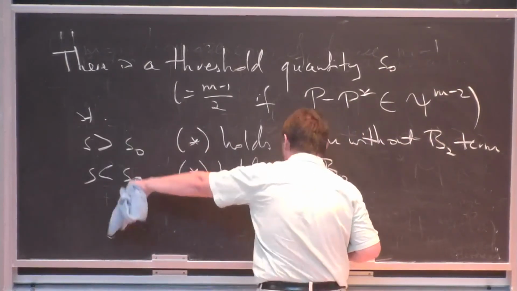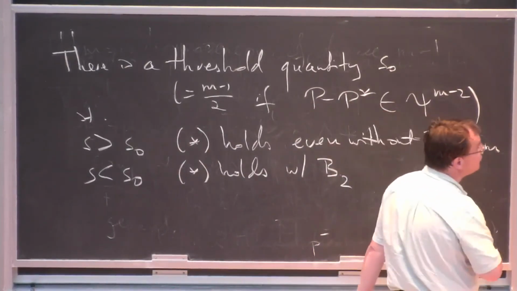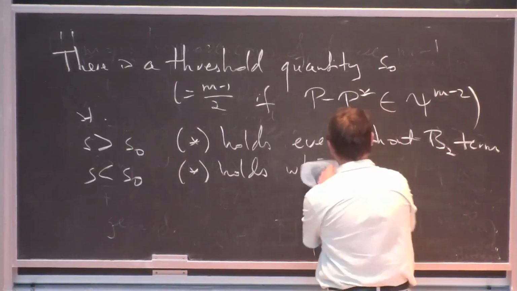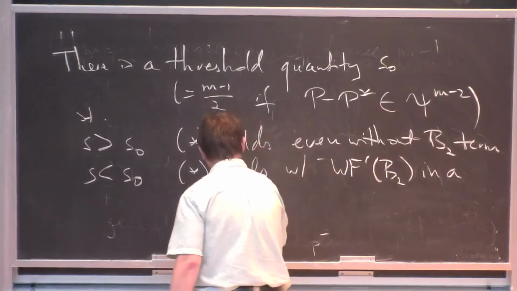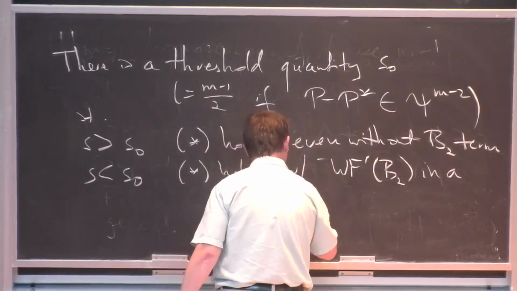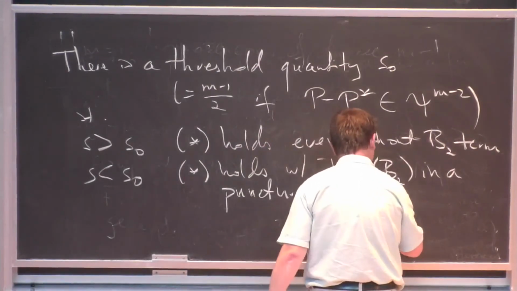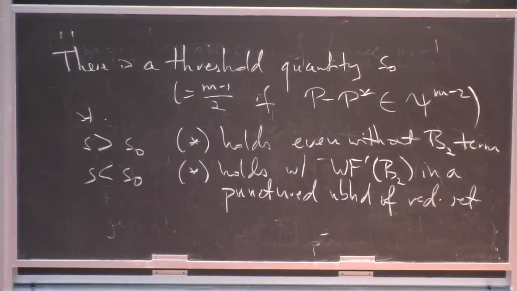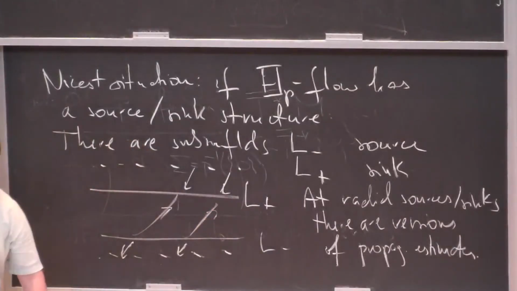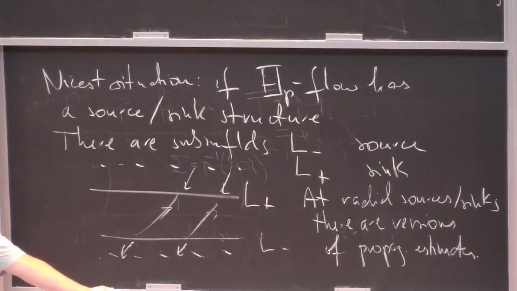So this is high regularity, this is low regularity. With B2, let me say, with wavefronts at B2, in a punctured neighborhood of the radial set. So in other words, say you have a neighborhood of L plus from which you remove L plus. Say you know there that U is nice, then you can propagate this statement up to, including L plus. Okay, that's the statement.